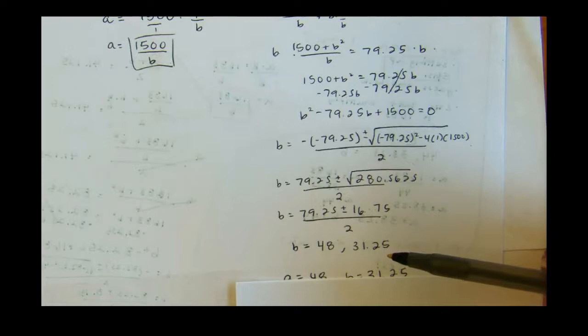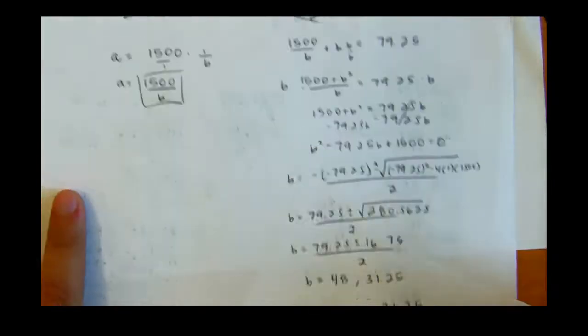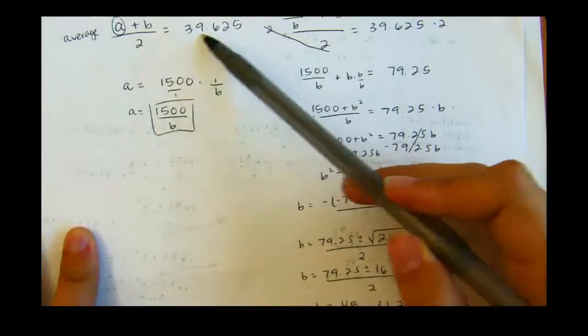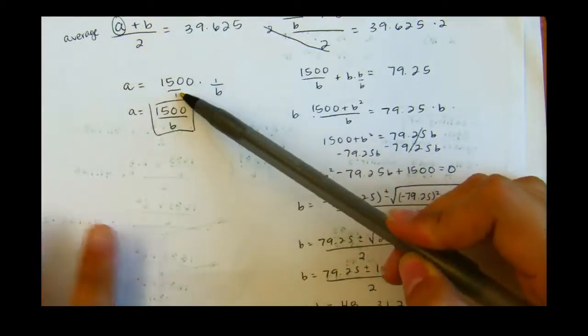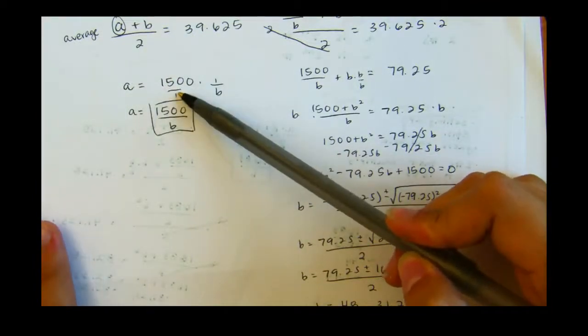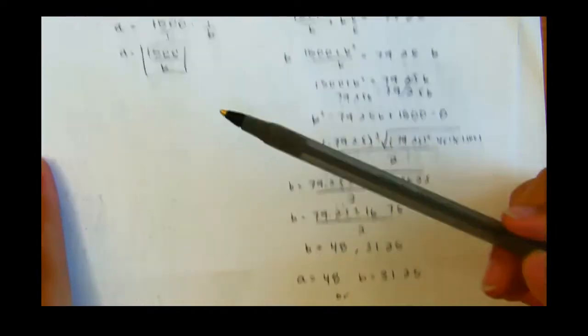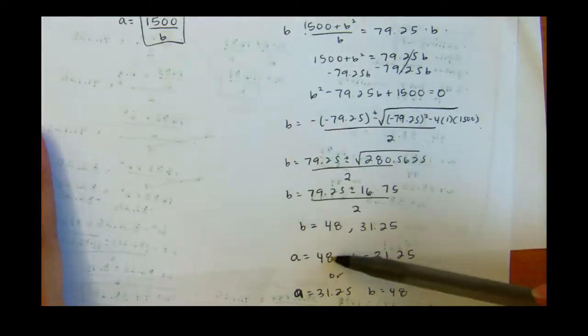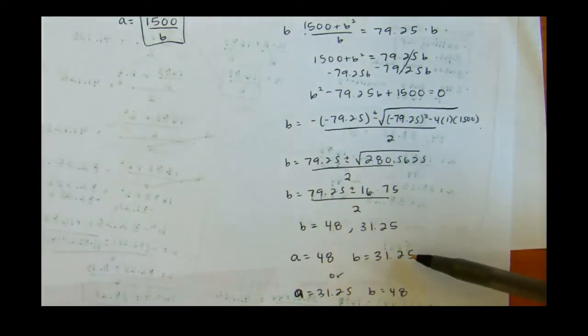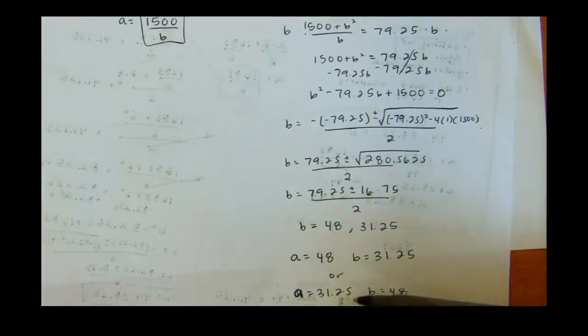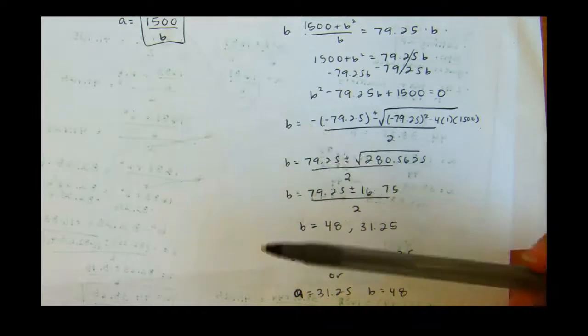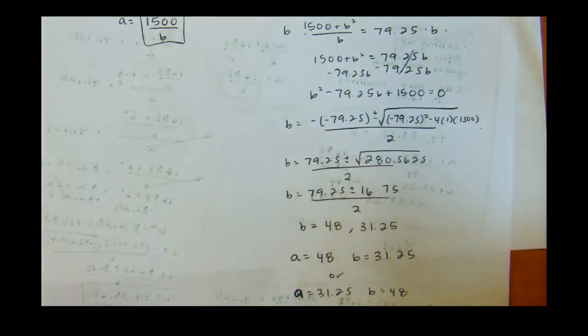Similarly to the last problem that we went over, when you actually go and plug these two values into your original two equations, it does not matter which one is A and which one is B. So I can just self-assign. I can say A equals 48 and B equals 31.25, or A can equal 31.25, B can equal 48. Both will work when I plug them into all of our equations.